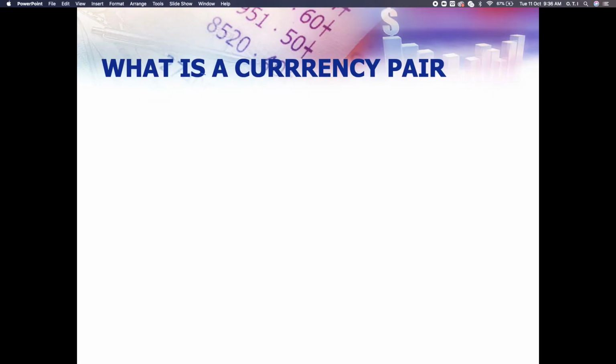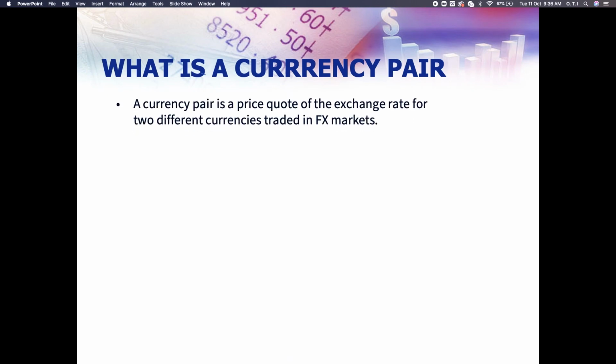Now let's move on. Now, what is a currency pair, right? Like I said earlier on, I believe most of you have heard a lot of traders saying currency pair, but probably you don't know what it is, right? Now we're going deep into it. A currency pair is a price quote of an exchange rate for two different currencies traded in the forex market. Now we have types of currency pairs, right?